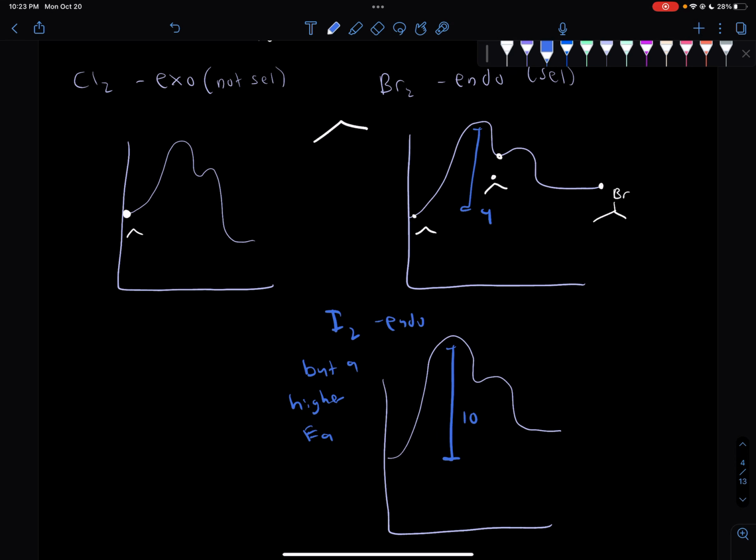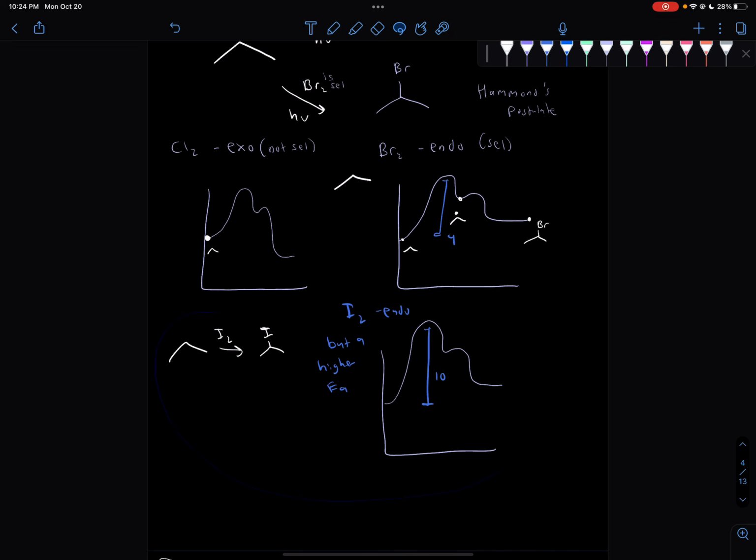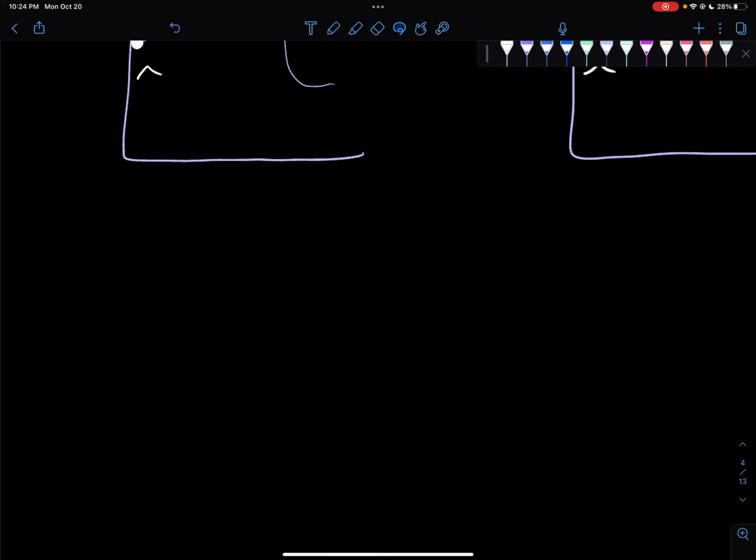Okay, iodination. A lot of you might know that if you were to monoiodinate something, it might not even occur. If it did occur, it would give you this. But some people say it doesn't even occur because it's so slow. It's so hard to reach the activation energy. There's better ways to do it. Okay. So now let's talk about what happens with monohalogenation in general.